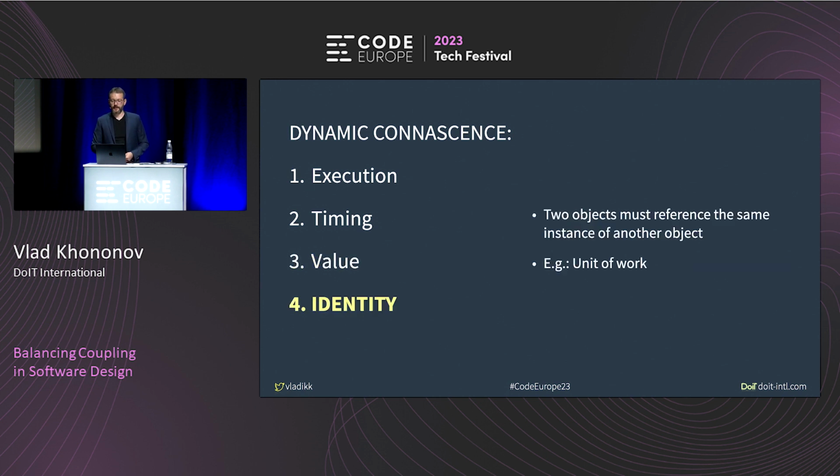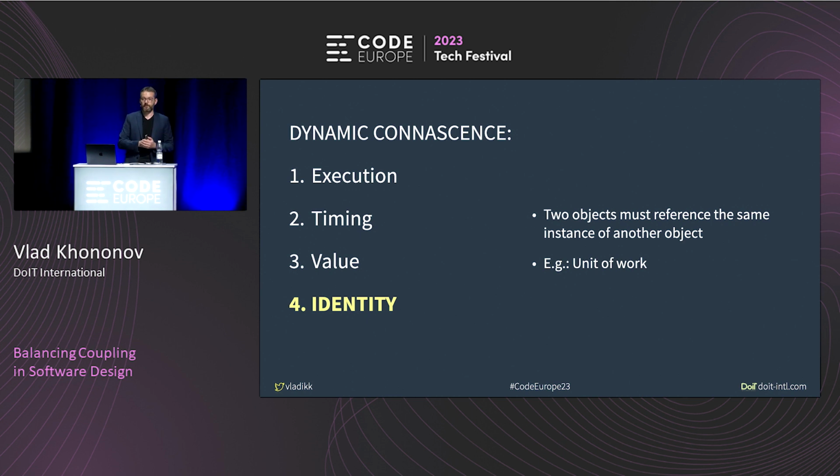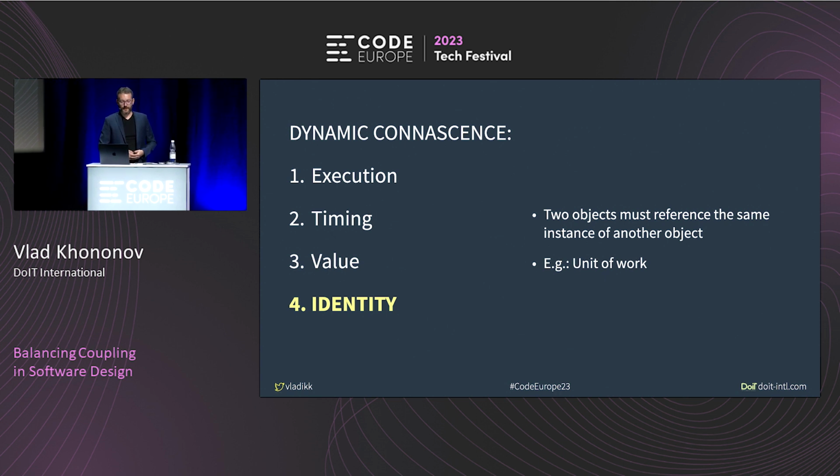And finally, the highest level is the Kinescence of identity. And here we have 2 objects that must reference the same instance of another object in order to function properly. A trivial example here would be 2 modules managing the same set of data in the same database. The database that stores the data has to be shared between those 2 modules, because otherwise, if each one of them is going to have its own local copy of the data and it's not going to be synchronized in any way, well, again, the system will end up in an incorrect state. So in that case, when 2 modules need to work with the same set of data, they are kinescent by identity.